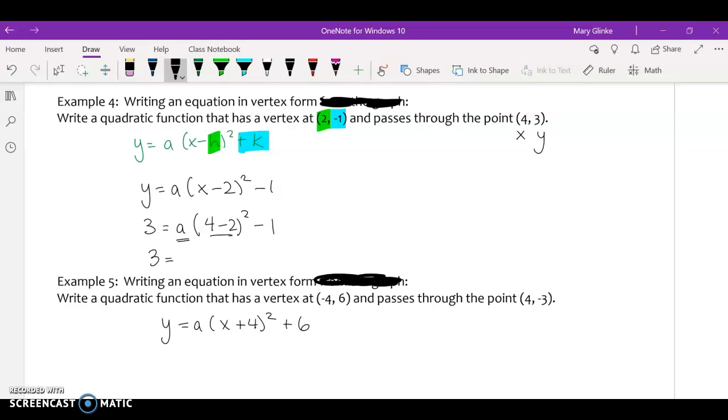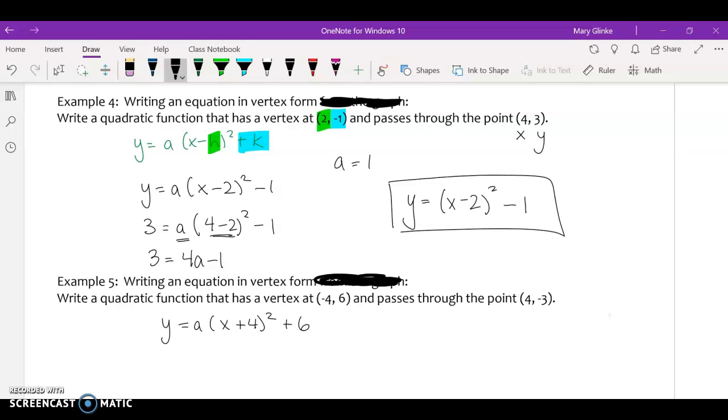So what I can do is 4 minus 2 is 2. 2 squared is 4. And so then solving for a, I add 1 and I divide by 4. I get a equals 1. So therefore my equation should be y equals 1, which I'm not going to put there, and then x minus 2 quantity squared minus 1.